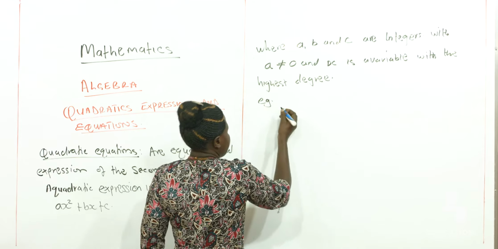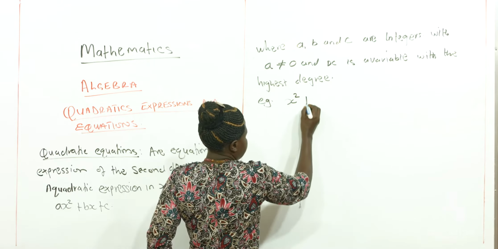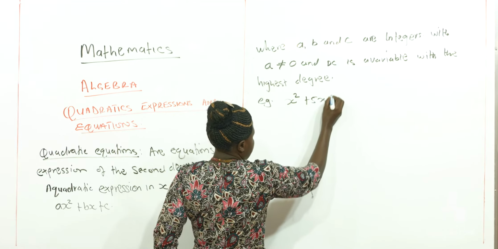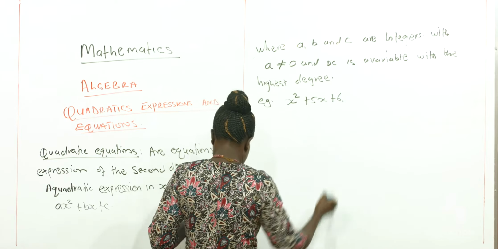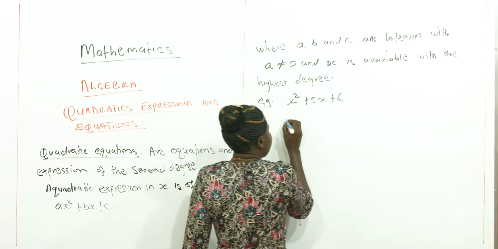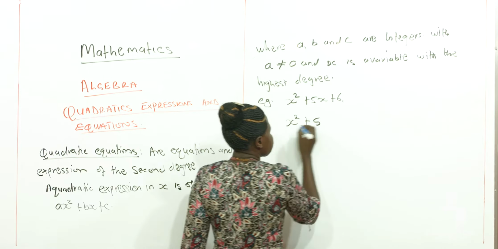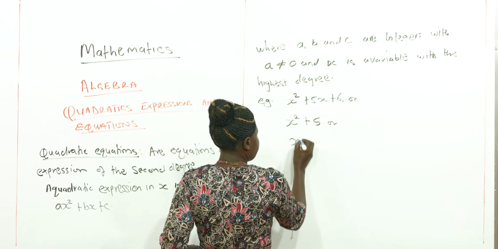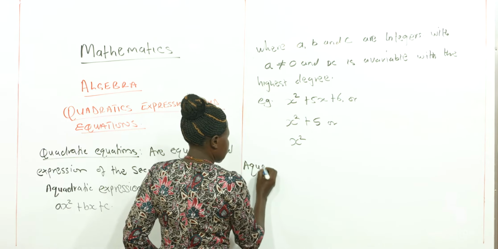For example, we can have x squared plus 5x plus 6. Or you may have x squared plus 5. Or you may have only x squared. I will explain to you and then you'll understand.